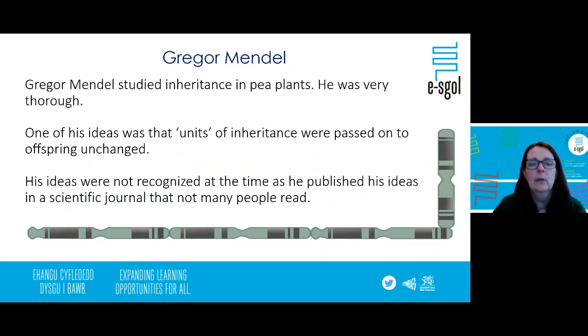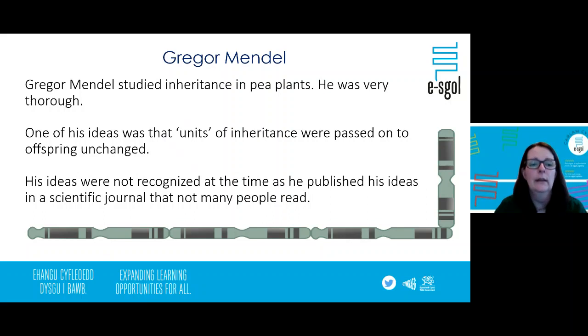The person who came up with this idea was Gregor Mendel, and he looked at inheritance many, many years ago. He lived 1822 to 1884, and he was very thorough in his work. He worked with pea plants, he was a monk and lived in Austria. These units of inheritance, and he didn't know what they were called at the time, were passed on to the offspring, and they weren't altered in any way.